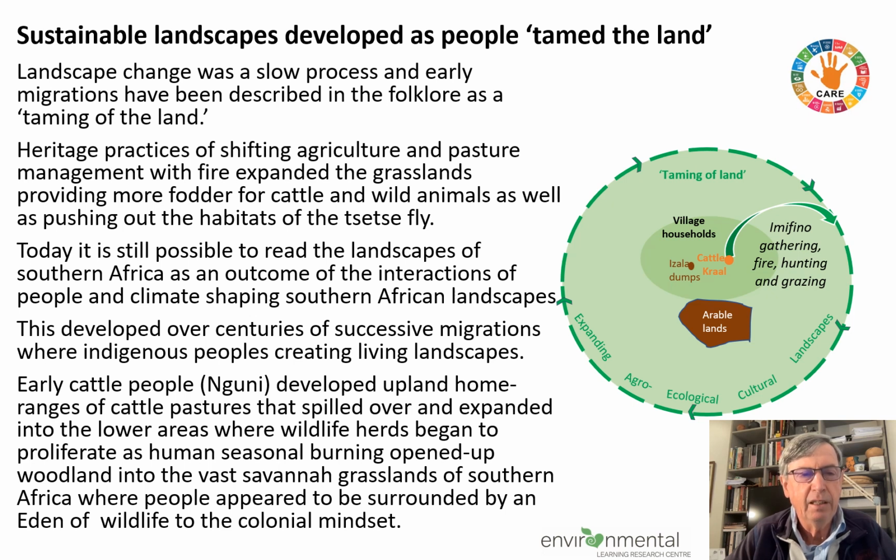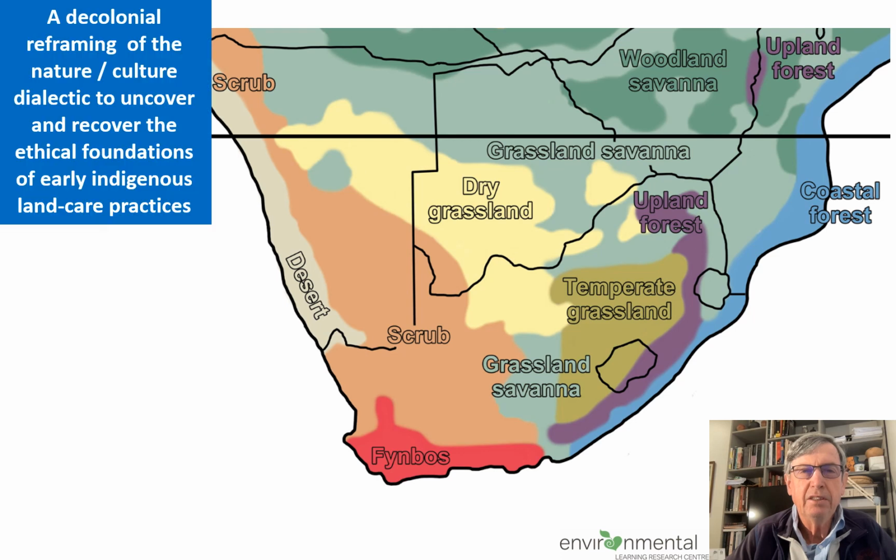of high climate variability. Early cattle people, the Nguni, developed upland home ranges for cattle pastures that spilled over and expanded into lower areas where wildlife herds began to proliferate as human seasonal burning opened up woodland into the vast savanna grasslands of Southern Africa, where people appeared to be surrounded by an Eden of wildlife to the colonial mindset or the colonial eye during the colonial process.